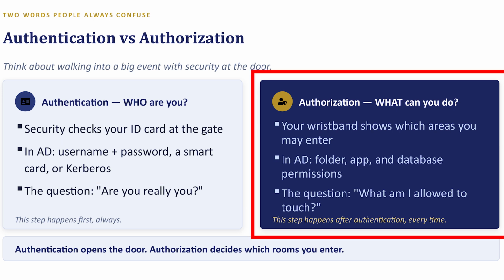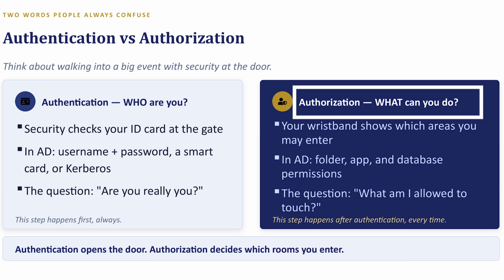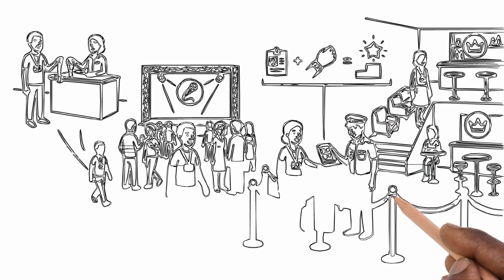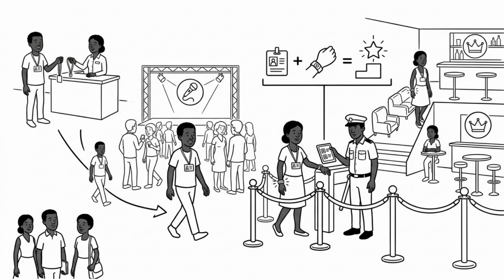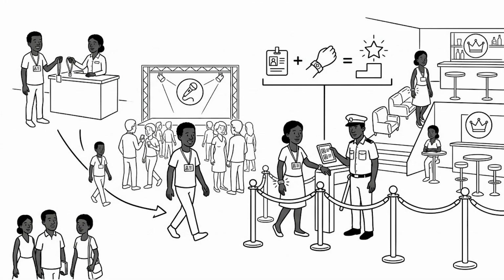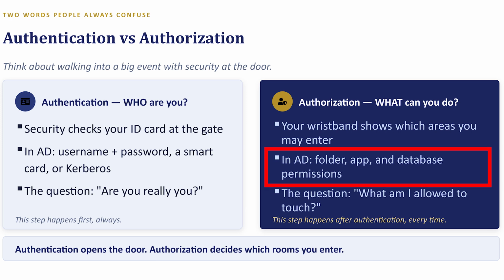Now, authorization is completely different. Authorization asks, what can you do? After your identity has been proven, what can you do? Imagine you enter the event, the security guard accepts your ID. You are authenticated, yes, but now you have a wristband. Maybe your wristband allows you into the normal area. Another person's wristband allows them into VIP. So both people have successfully authenticated, but they don't have the same permissions. That is authorization. In Active Directory, authorization can involve things like folder permissions, application access, database access. So remember this, authentication is who you are and authorization is what you are allowed to access. After you've proven that you are who you say you are, what can you do now?